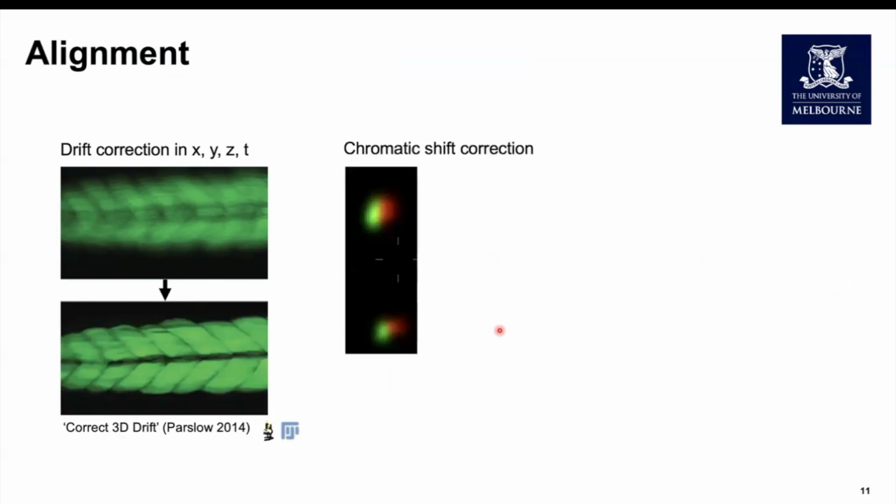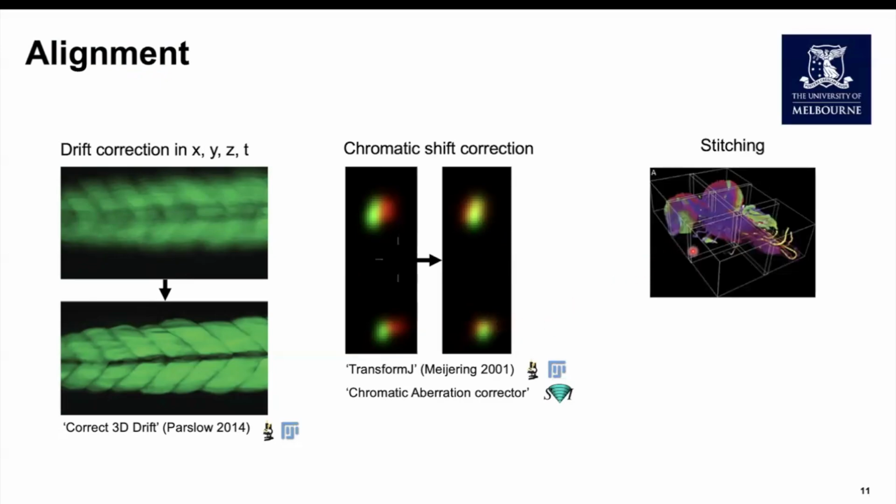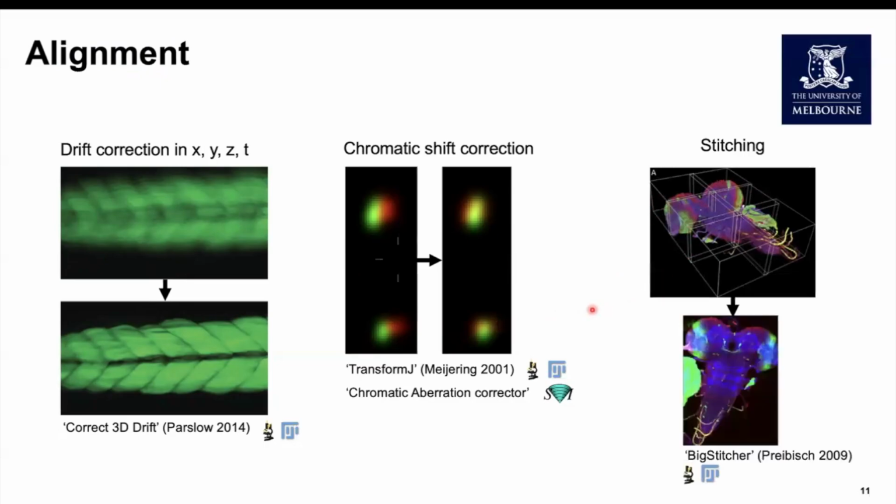There are also effects from the optics of the microscope. So for example, chromatic shifts through the objectives. So lights from different wavelengths not behaving the same way. We can measure this with fluorescent beads and use that to correct the alignment. Again, especially important if you're doing things like co-localization analysis. And then finally, stitching of 3D volumes together to make a much, much larger image. We can use plugins such as Big Stitcher within Fiji to perform this as well.